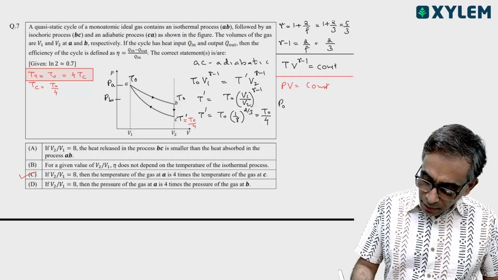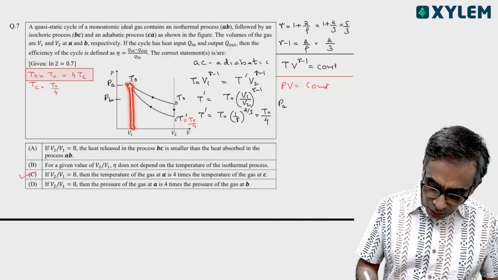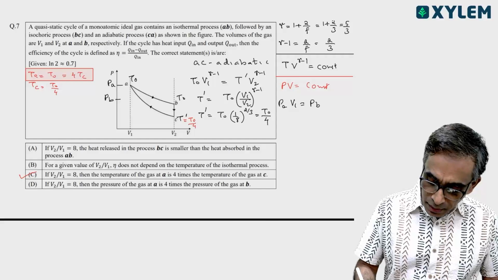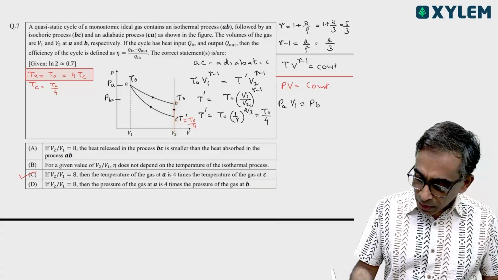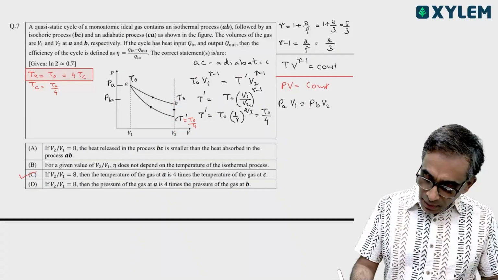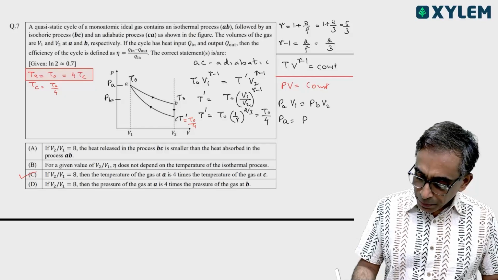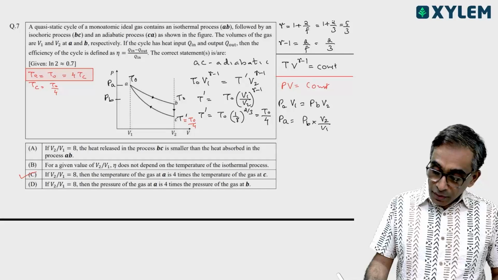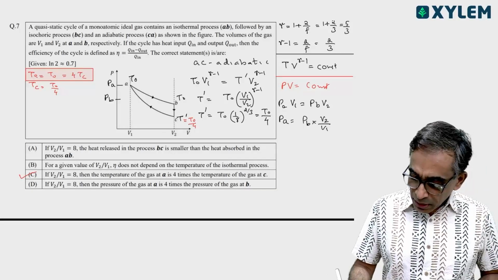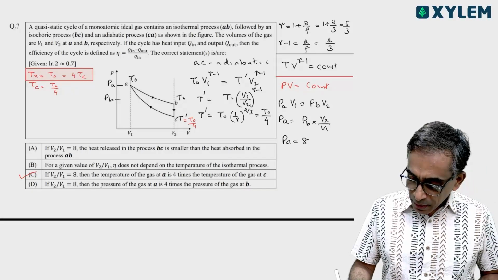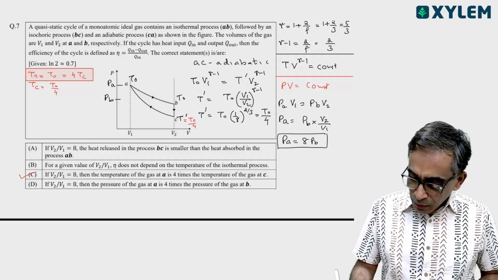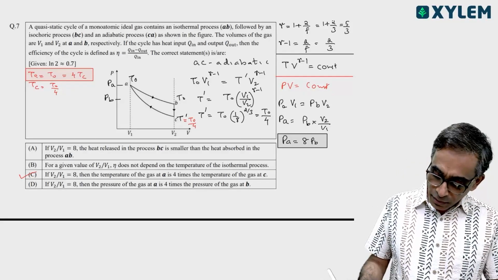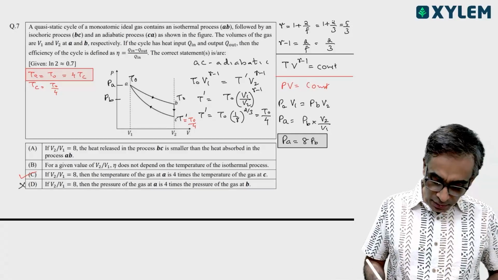P at A, pressure at A, and the volume is V1. Equal to P at B, pressure at B, and volume is V2. Pressure at A is nothing but PB into V2 divided by V1. And V2 by V1, as per question, is 8. So PA is 8 PB. So it is not 4 times. It's 8 times. So this option is not correct. Option D is incorrect.